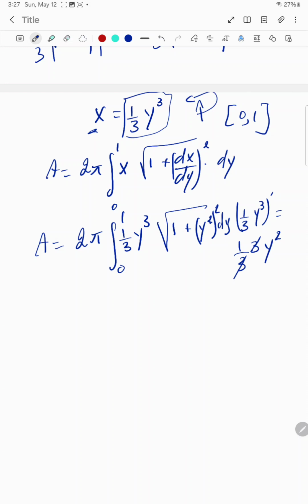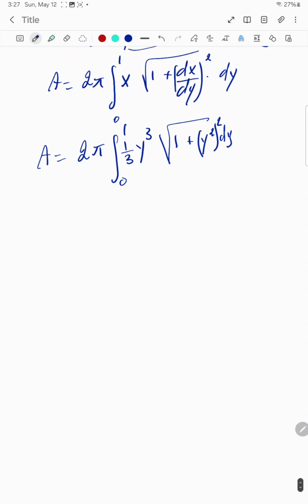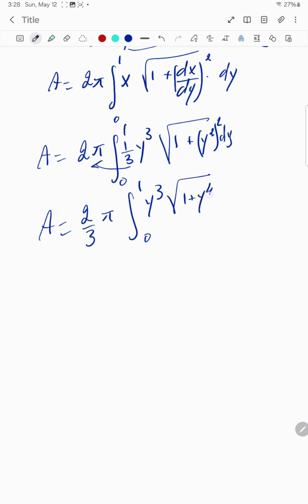I will erase this because it's confusing. So this is how I calculate my derivative. So the area is equal to 2 over 3, the 1/3 I'll take outside because it's a constant, pi between 0 and 1 of y^3 square root of 1 plus y to the power of 4 dy.